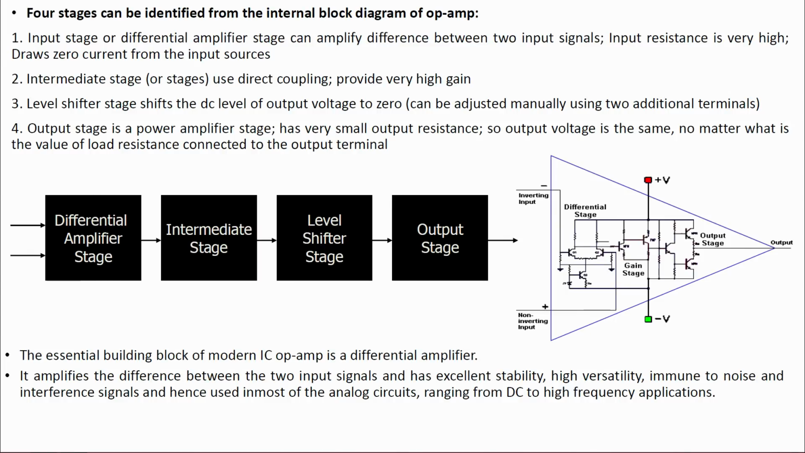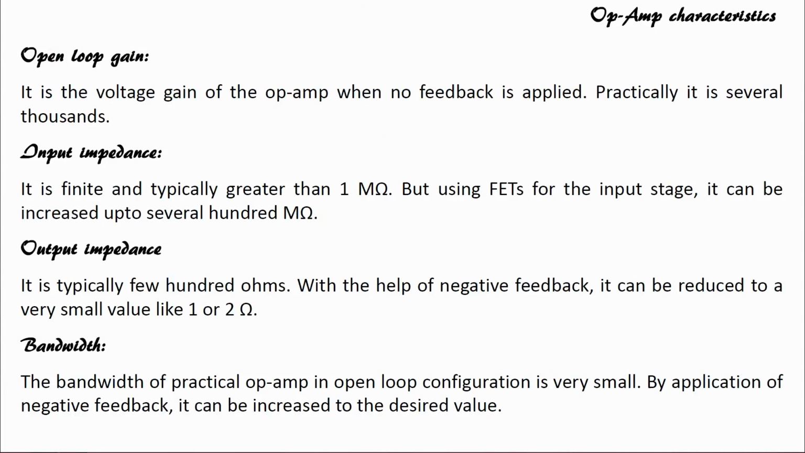Then we have seen the internal stages of the operational amplifier. It consists of a differential amplifier, intermediate stage, level shifter stage, and output stage, and most op amps are now replaced by MOSFETs. The internal circuit that you see here uses BJTs, but in most cases now we are using MOSFETs, alright.